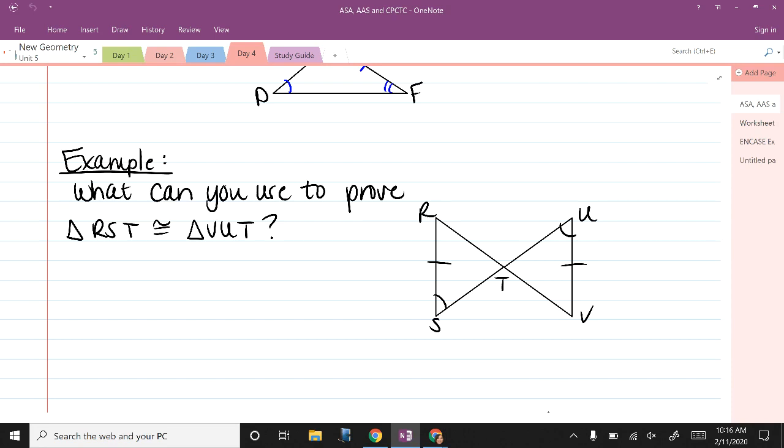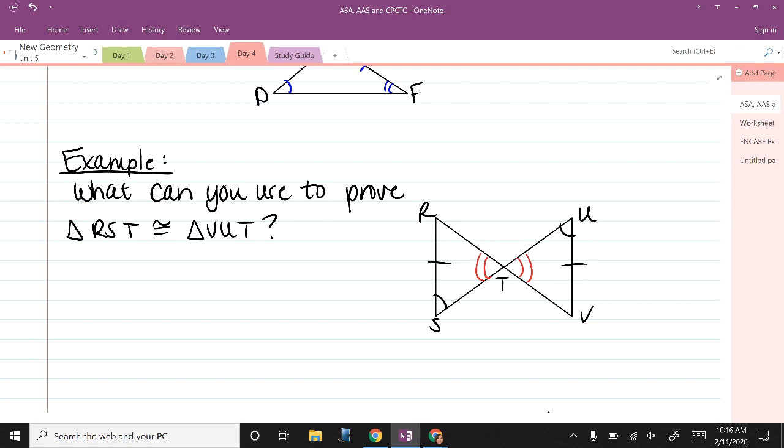The vertical angles. Y'all see that? Vertical angles are always congruent whether they mark them for you or not. So angle T is congruent to angle T over there. So which one of our five congruence postulates and theorems could I use to say those triangles are congruent to each other?